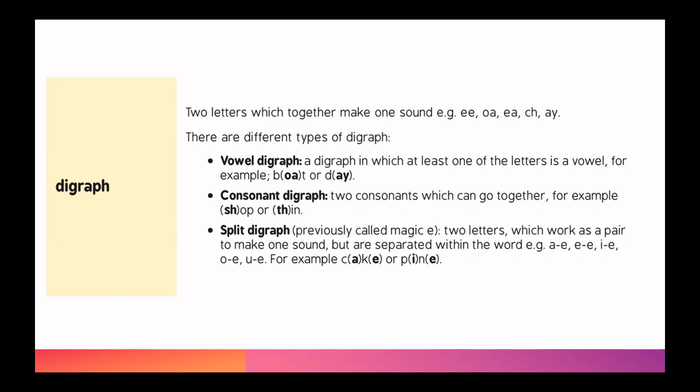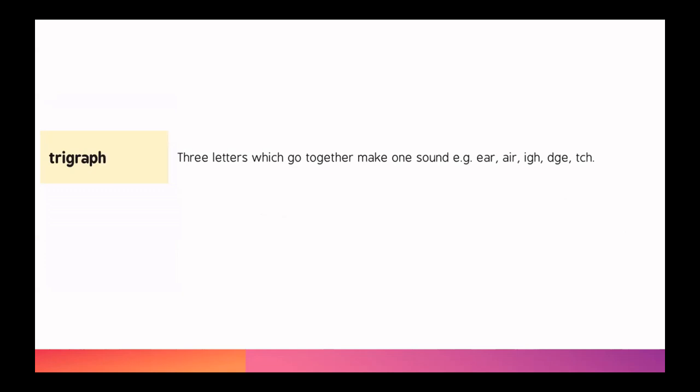Now you have various types of digraphs. You have the vowel digraph, you have the consonant digraph, and you have the split digraph, which we're going to come to in a minute. Then you also have trigraphs. Trigraphs are where you have three letters that make one sound. For example, the ear sound, the first sound that we can see on the screen. The ear sound is three letters. When you put them together, they make one sound. And of course, you know the digraph is two letters that make one sound. Di for two, tri for three.